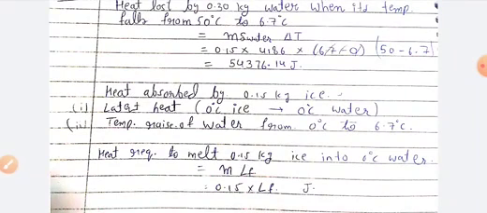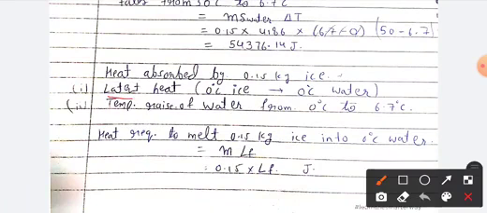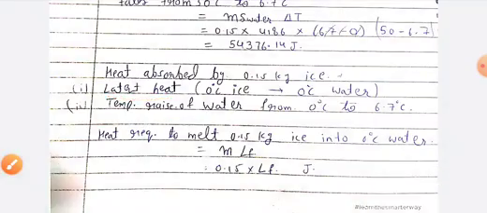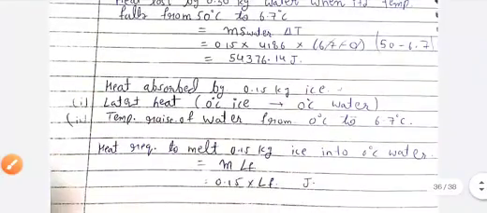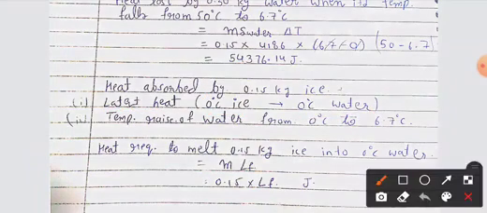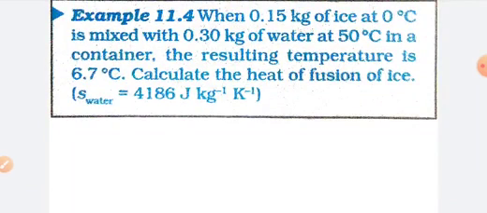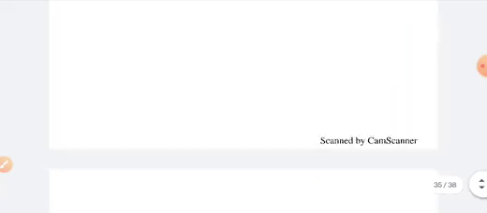Now this much heat will be absorbed by the ice at 0.15 kg, and this heat will be absorbed in two forms, one in the form of the latent heat and the other will increase the temperature of the ice from 0 degree to 6.7 degree. Correct? This latent heat will be used to change the state from 0 degree ice to 0 degree water. Then the temperature of the water will also increase from 0 degree to 6.7 degree, because 6.7 degree Celsius is the steady state at which no heat transfer occurs.